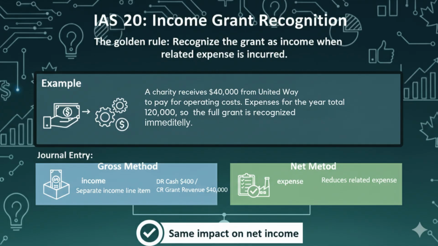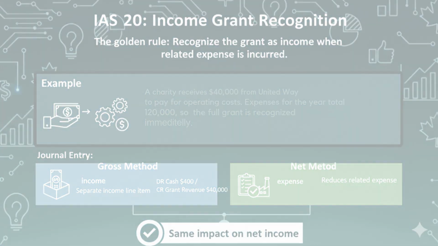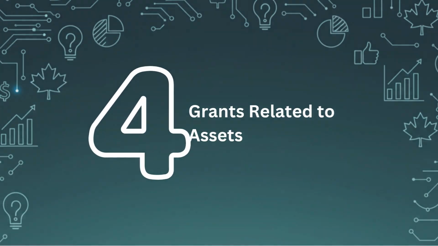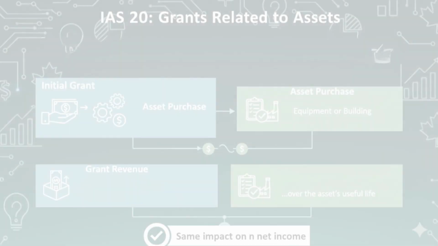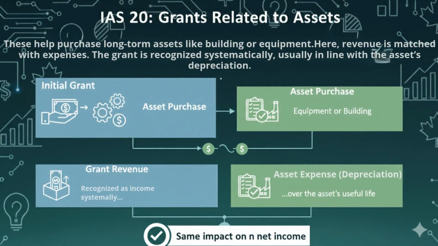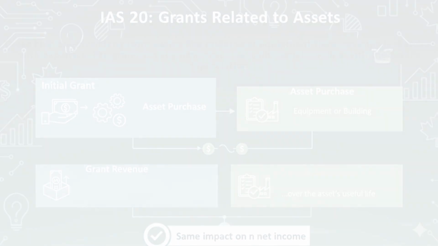This is called the gross method, showing it as separate income. Alternatively, under the net method, you reduce the related expense instead. Either way, the impact on net income is the same. Now, what if the grant is tied to an asset? That's where things look different. These help purchase long-term assets like buildings or equipment. Here, revenue is matched with expenses. The grant is recognized systematically, usually in line with the asset's depreciation.